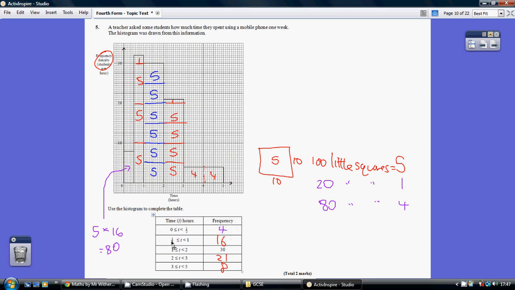Now, for the bar between half and 1, we've got 100 squares there, 5 along and 20 up. Another 5 people here, 5 along and 20 up. So another little 100 squares is 5. Another one here. That just leaves us with a little 5 by 4, which is 20 little squares. 20 little squares is 1 person. So 5, 10, 15, 16 people here. And then over here again, we're just counting the squares to get 21 and 8.